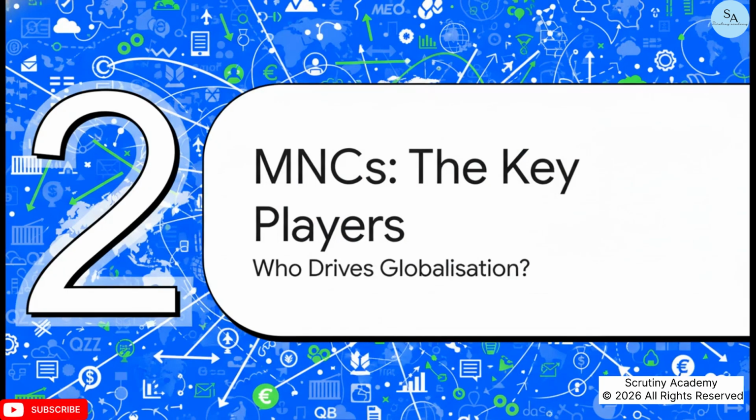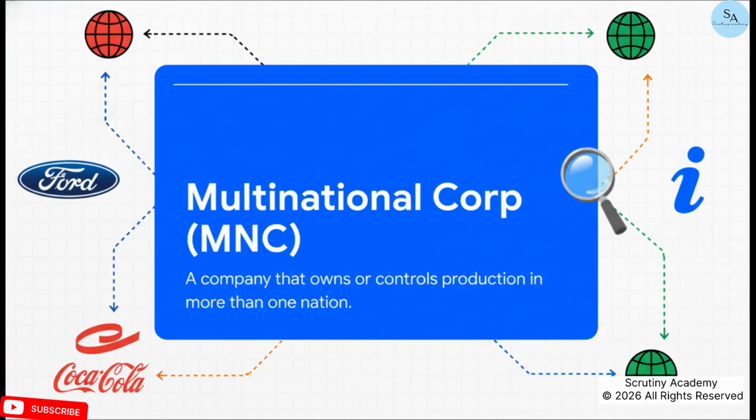So, if countries are getting more interconnected, who's actually doing the connecting? Who are the main players in this whole game? Well, that leads us straight to the big guys, the MNCs, or multinational corporations. The definition is pretty simple, but the key part is right there, more than one nation. That's it. If a company owns or controls production in more than just its home country, boom, it's an MNC. You see them everywhere, right? Think Ford, Coca-Cola, even our own giants like Infosys. They're all MNCs because they operate across borders.